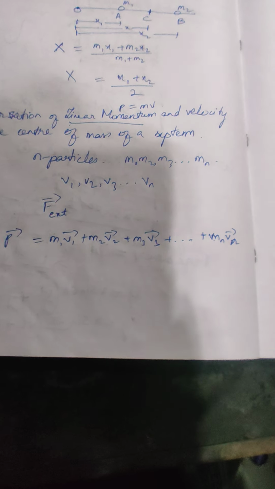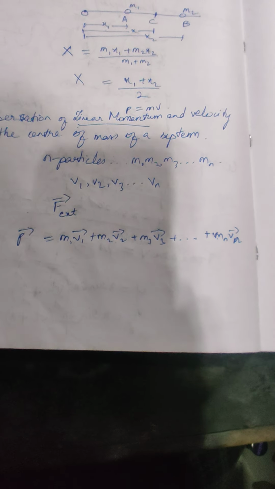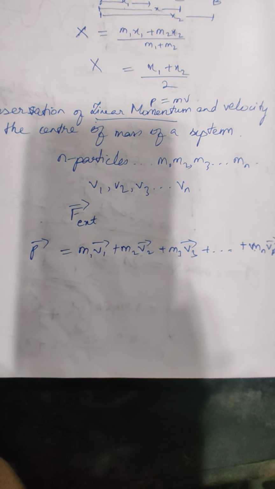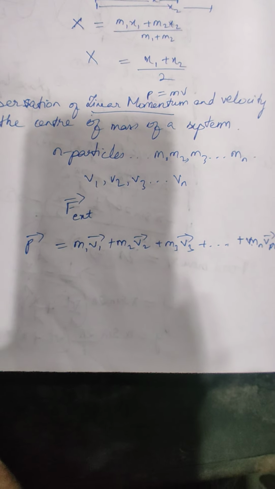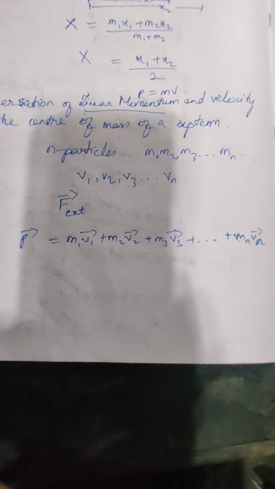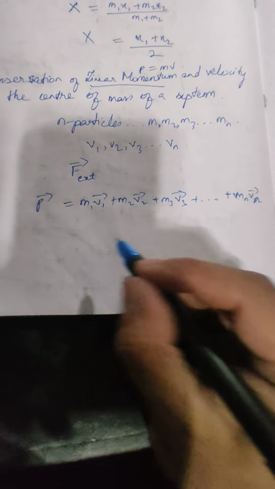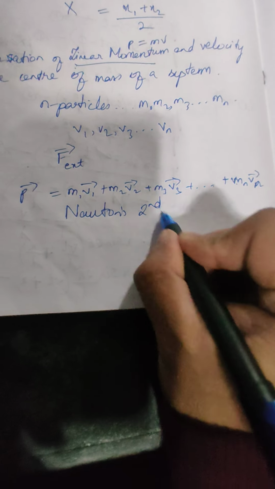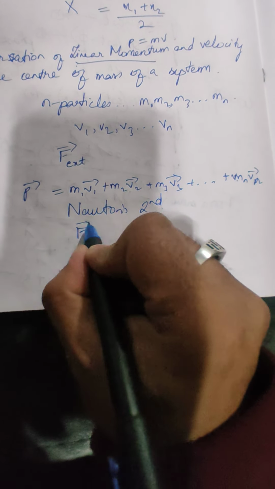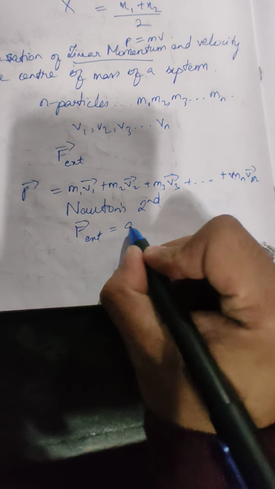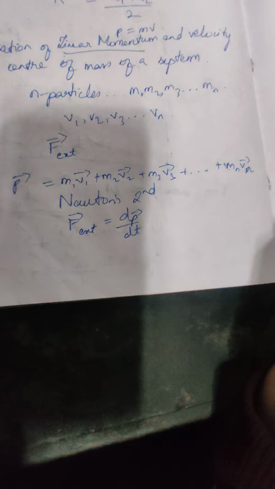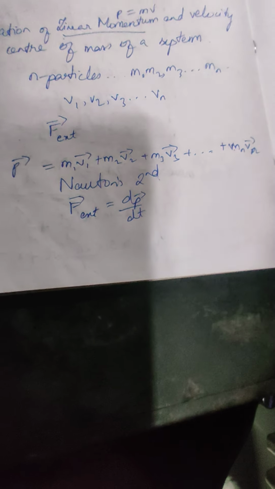Now, according to Newton's second law of motion, what was the statement of Newton's second law of motion? The statement was that the external force is the rate of change of momentum. That was Newton's second law of motion. Now, from Newton's second law of motion, what do we have? Force is equal to the rate of change of momentum, F = dp/dt. If you look back at this unit, you will remember it.